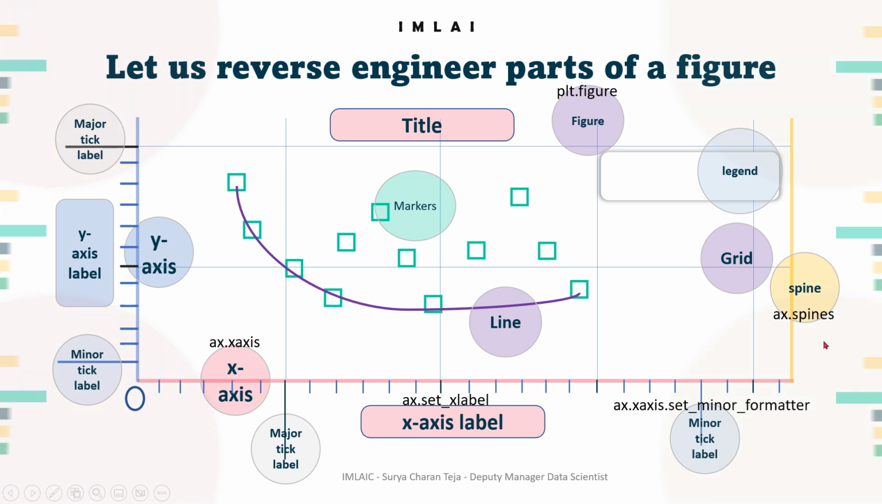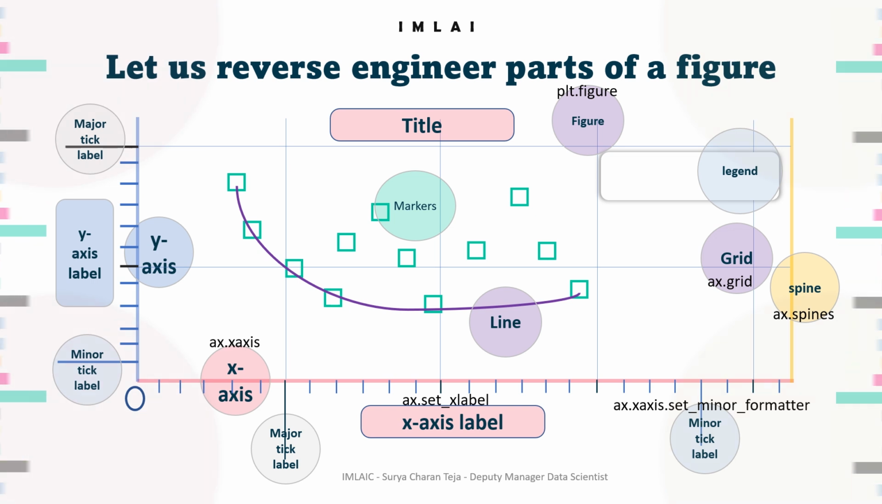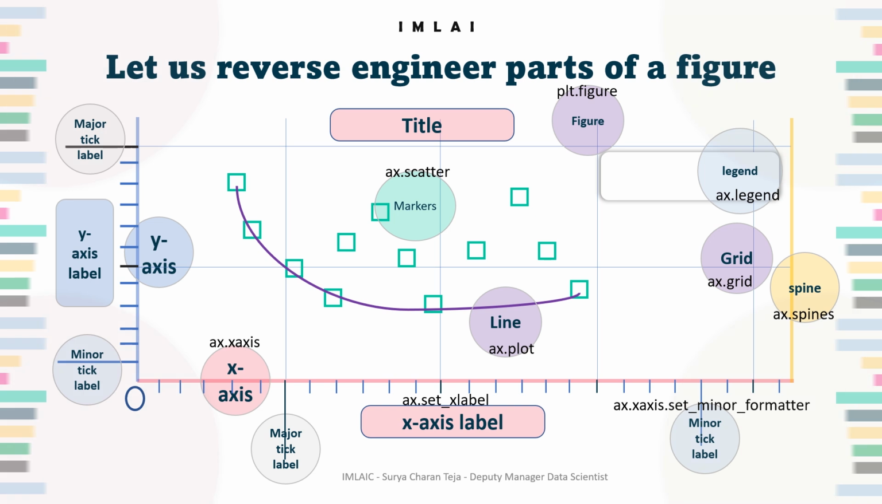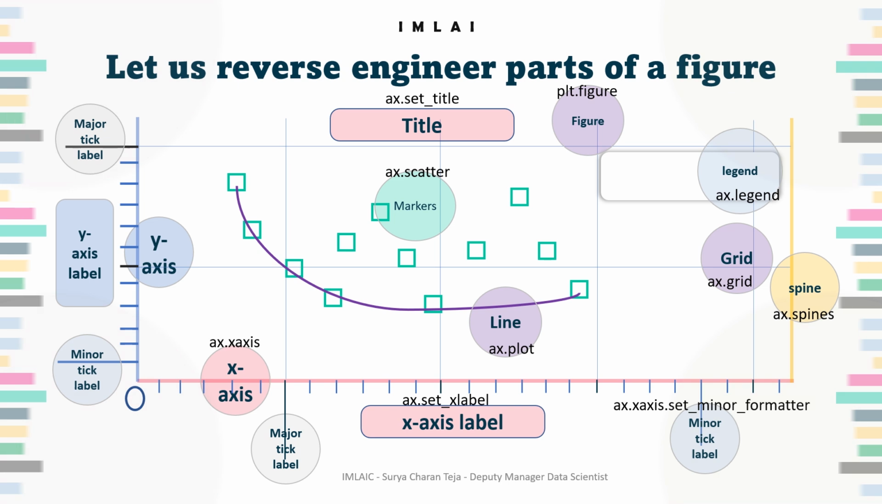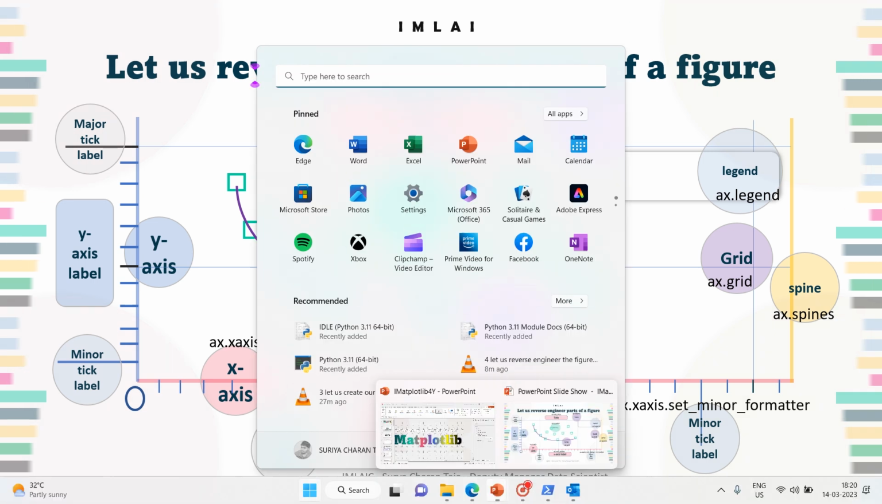For spines we'll use the spines method directly. And for grid, it's a grid method. If you want to remove the grid, or add the grid, add colors to the grid, or format the grid, then we will use the grid method. And for the legend, we'll use the legend method. Then if you want to create scatter plots, we'll use scatter, which we are going to do. Then for the line plot, we'll go with ax dot plot. If you use the plot method itself, we'll get the lines. Then to set the title, it's ax dot set title. Let me show you.